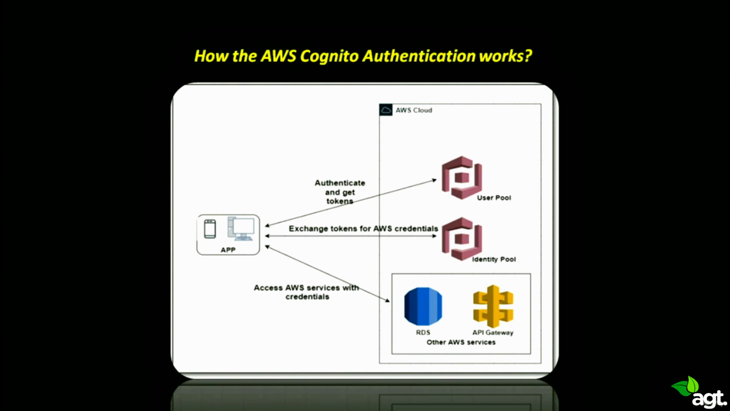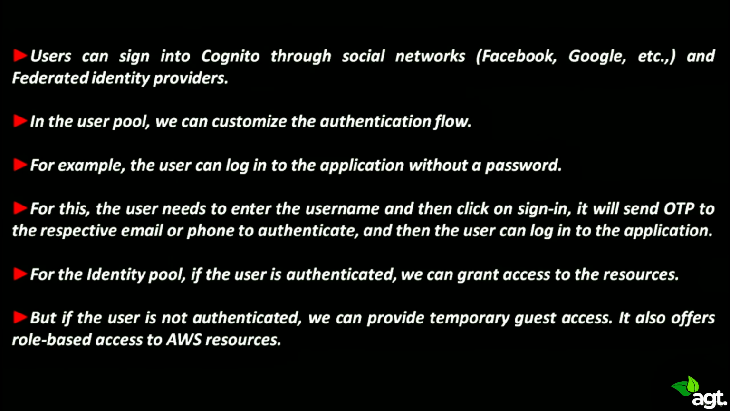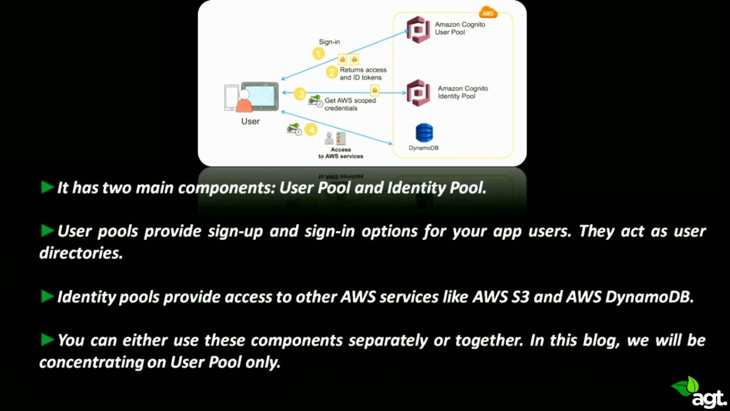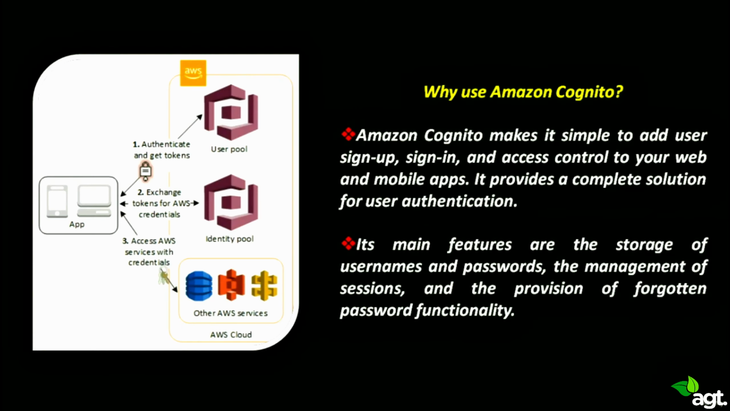It has two main components, a user pool and an identity pool. The user pool provides sign up and sign in options for your application users. They act as user directories, and identity pools provide access to other AWS services like AWS S3 and AWS DynamoDB. You can use these components separately or together. In this lecture, I will concentrate on the user pool, and Amazon Cognito makes it so simple to add user sign up, sign in, and access control to your web and mobile applications.